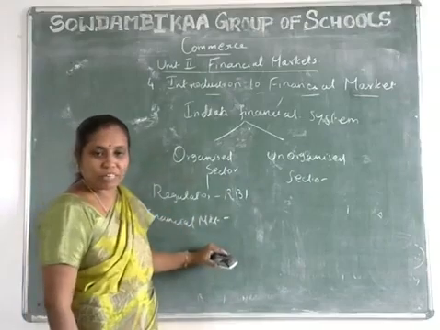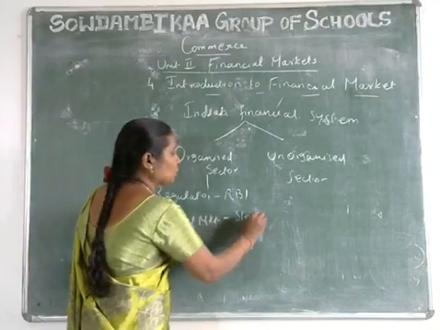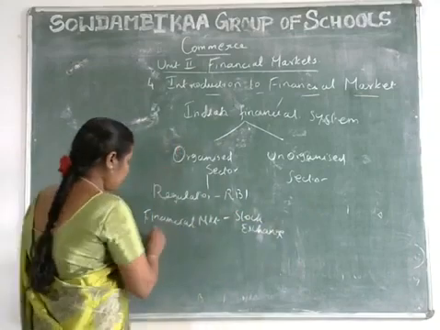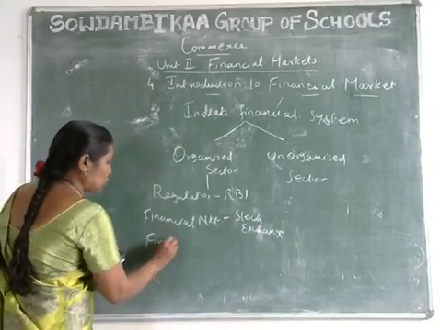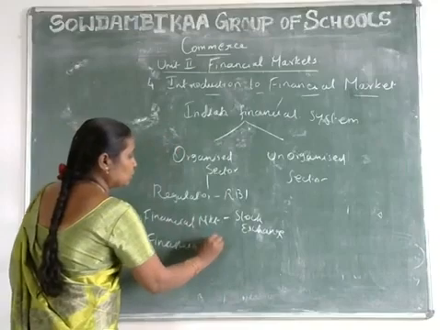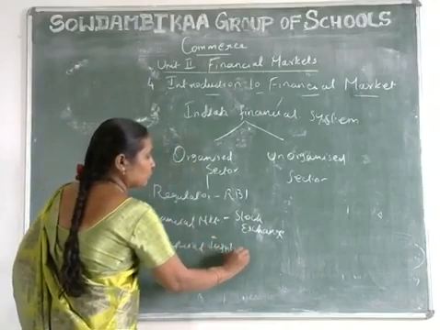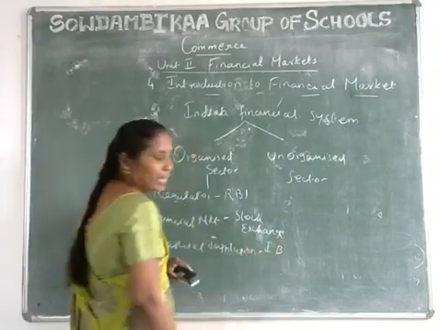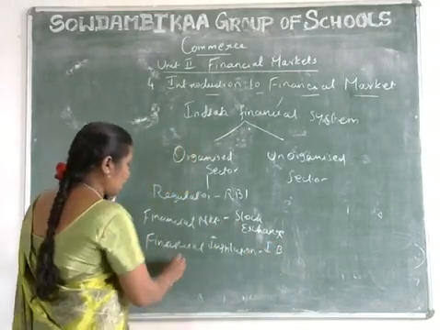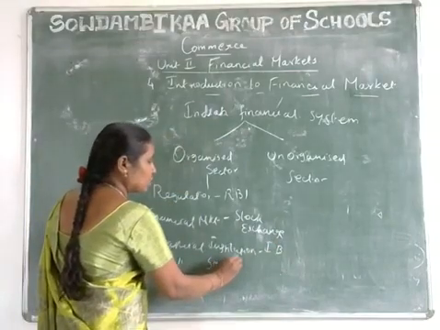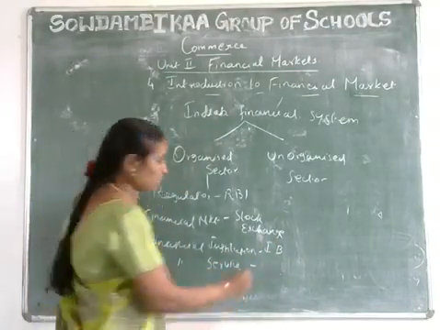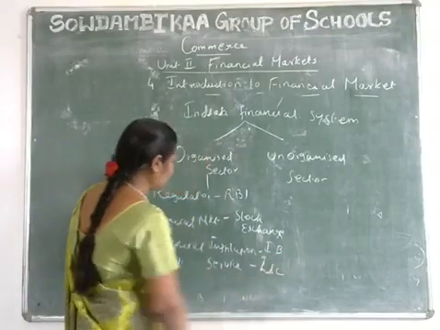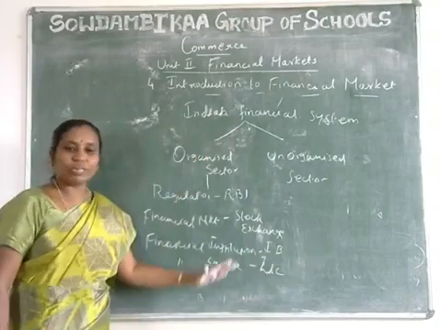What is the example of the financial market? It is a stock exchange. And then financial institutions. What is the example of the financial institutions? Commercial banks, Indian Bank. This is an example of the financial institutions. And financial services. Financial services example is insurance company LIC. LIC is the example of the financial services. So these are all the organized sectors.